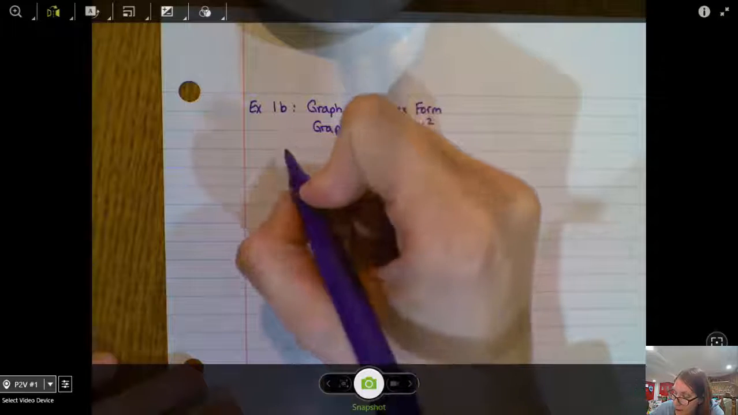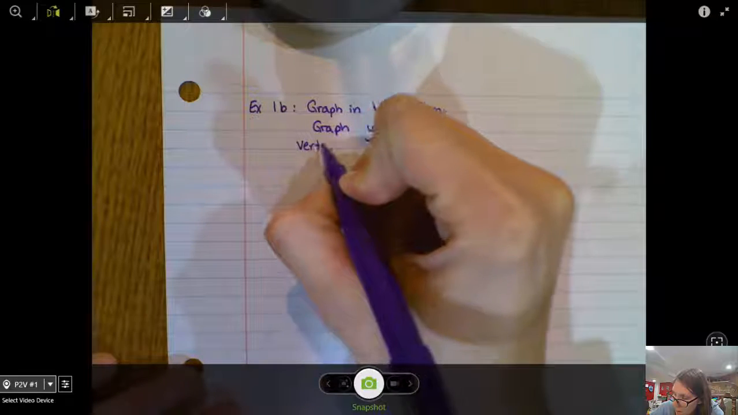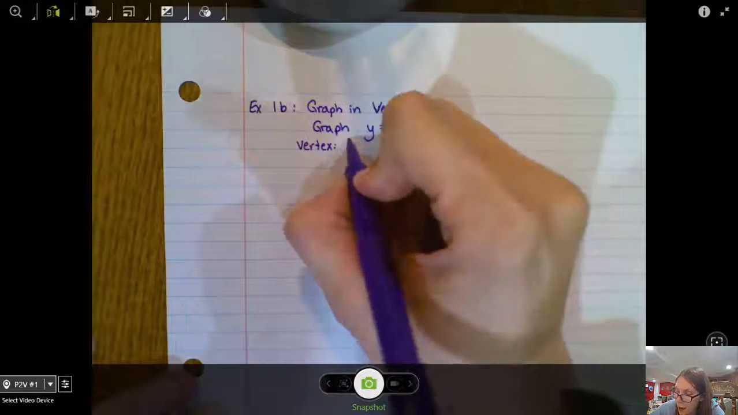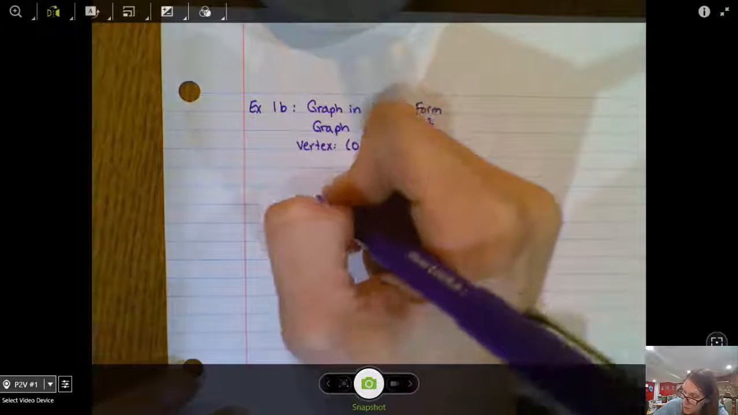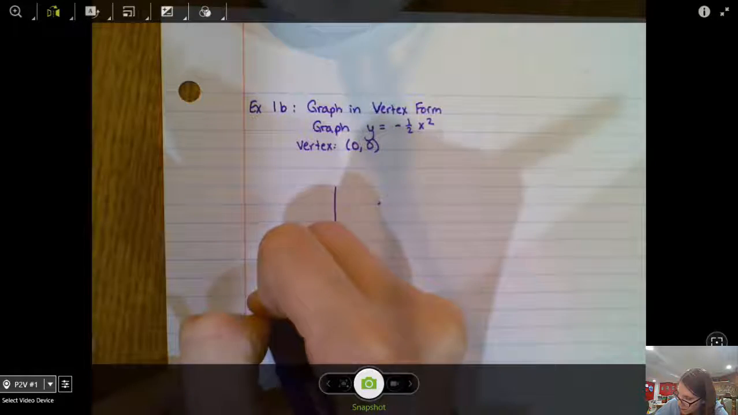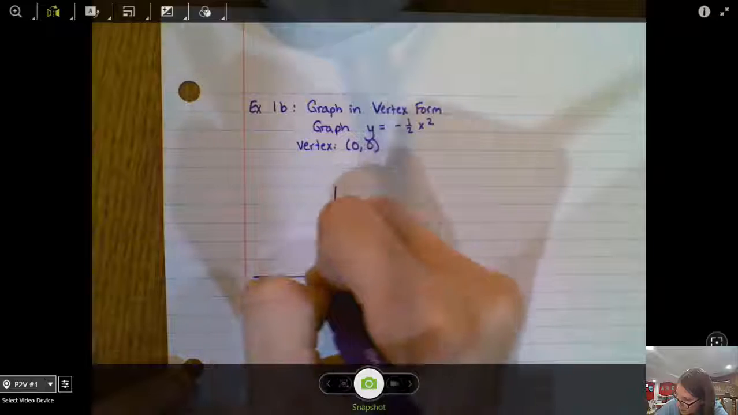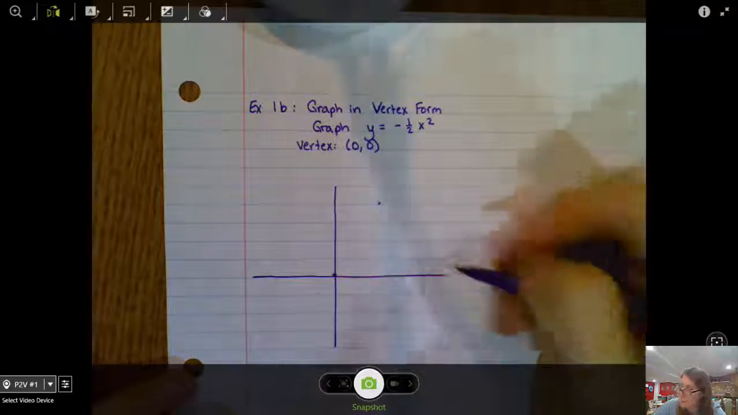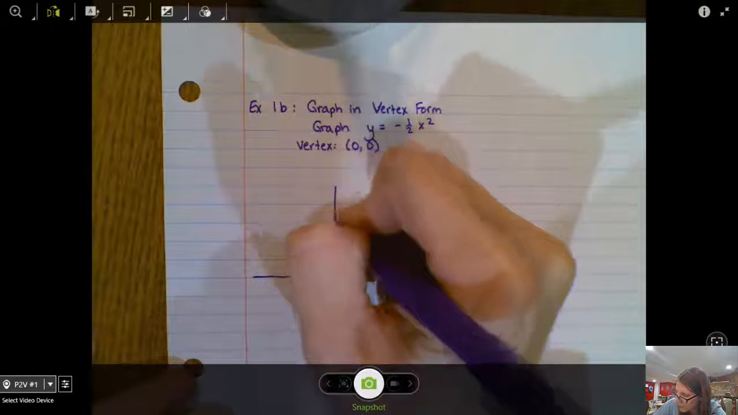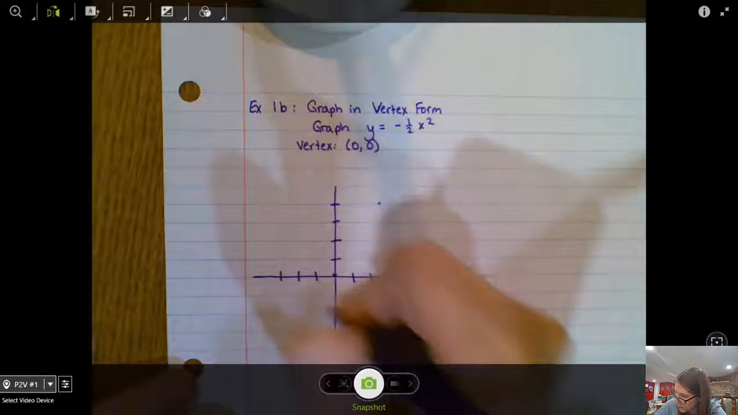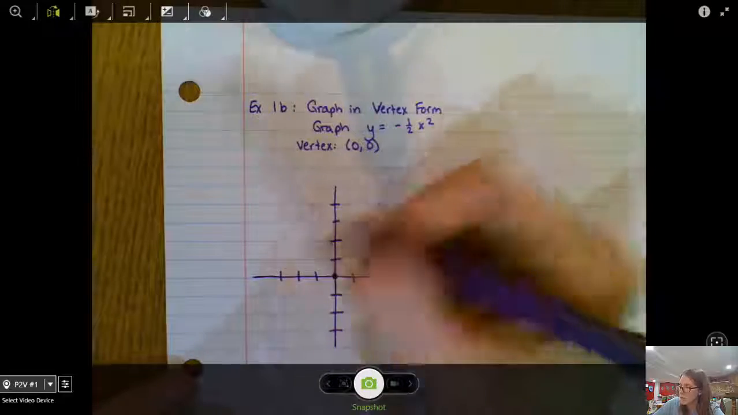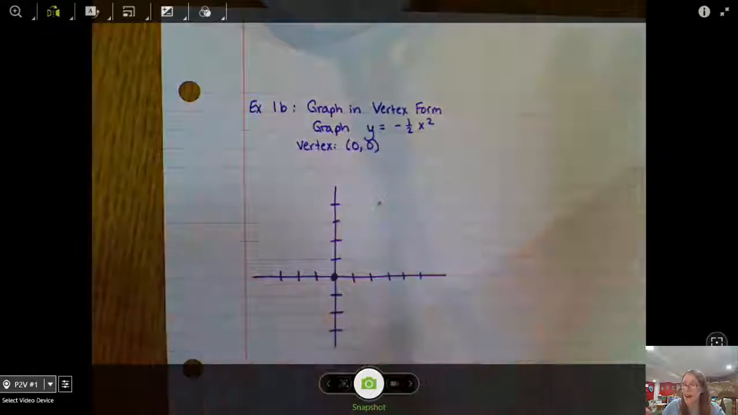And we start off by finding our vertex. Well, we didn't have any translation left or right. We didn't have any translation up or down. Our vertex is at 0, 0. So we plot that vertex. And let's also draw in our axis of symmetry.